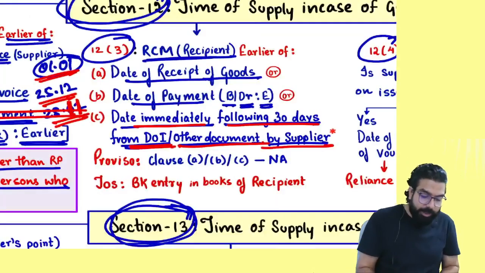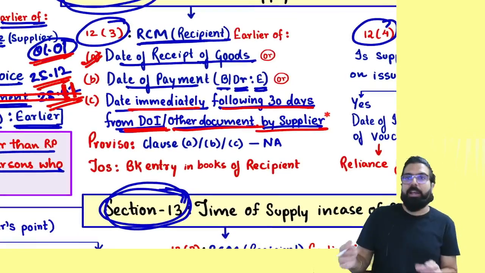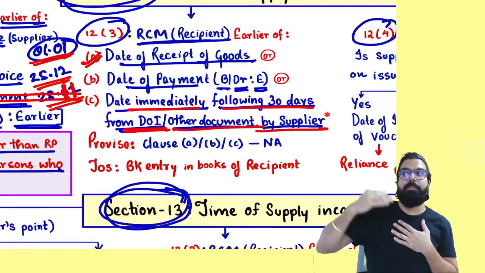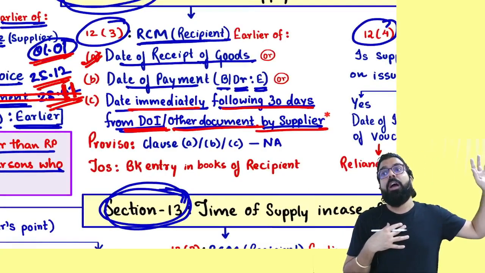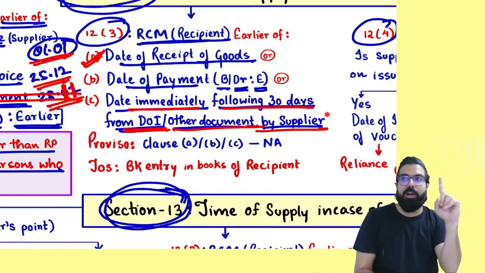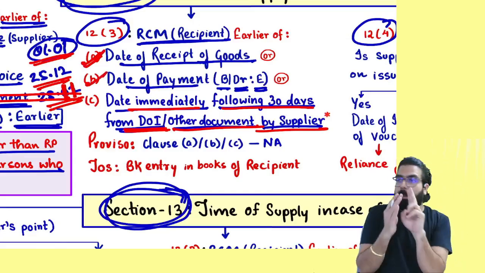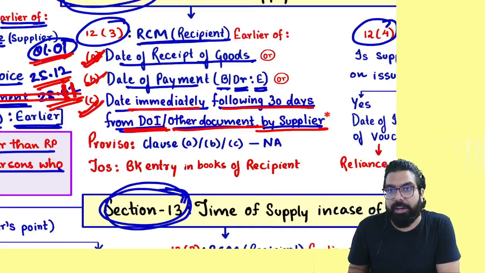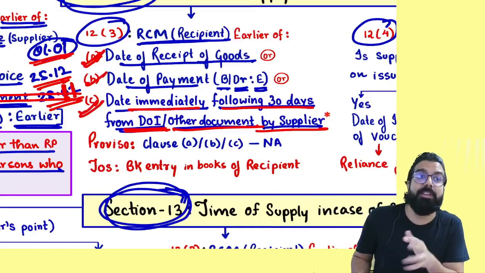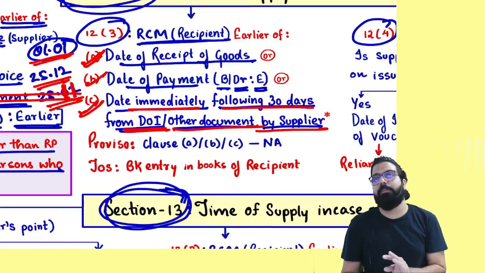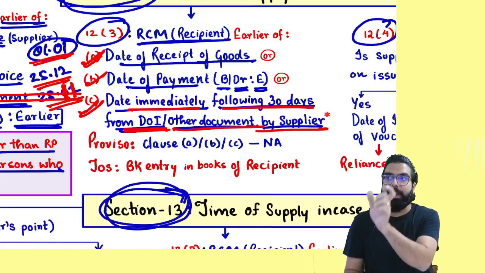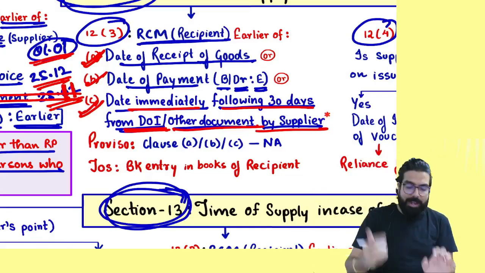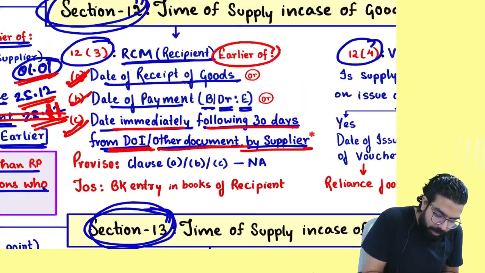Next, everyone over here, listen. If an agriculturist supplied me the goods and I have to pay GST under RCM, when? Date of receipt of goods, the date of payment, or the 31st day. Actually, it is the date following 30 days. Date following 30 days is which day? The 31st day. In your exam, don't write 31st day, write date following 30 days from the date of invoice given by the supplier, whichever is earlier.